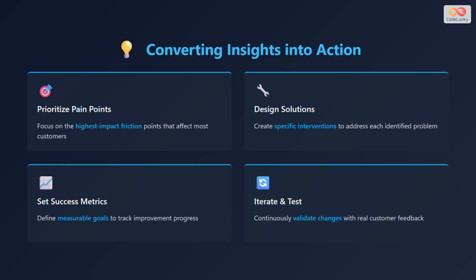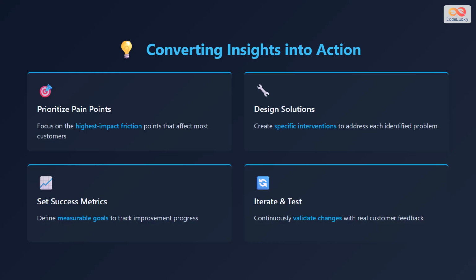Next, design specific solutions for each identified problem rather than trying to fix everything at once. Then set measurable success metrics so you can track whether your improvements are actually working. Are you reducing friction, increasing satisfaction, improving retention? Finally, continuously iterate and test by validating your changes with real customer feedback.